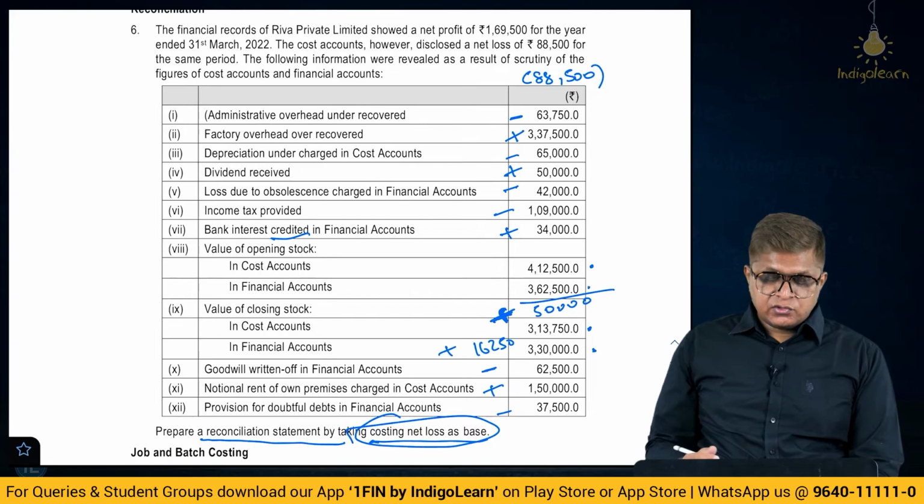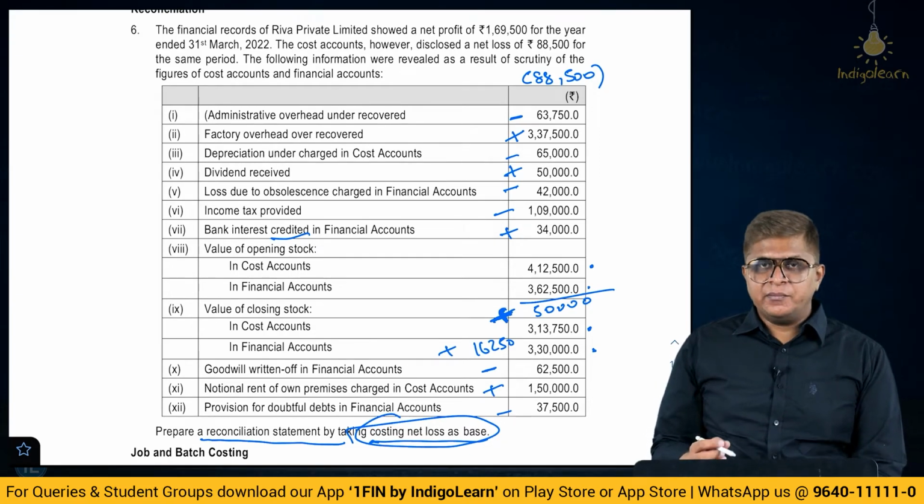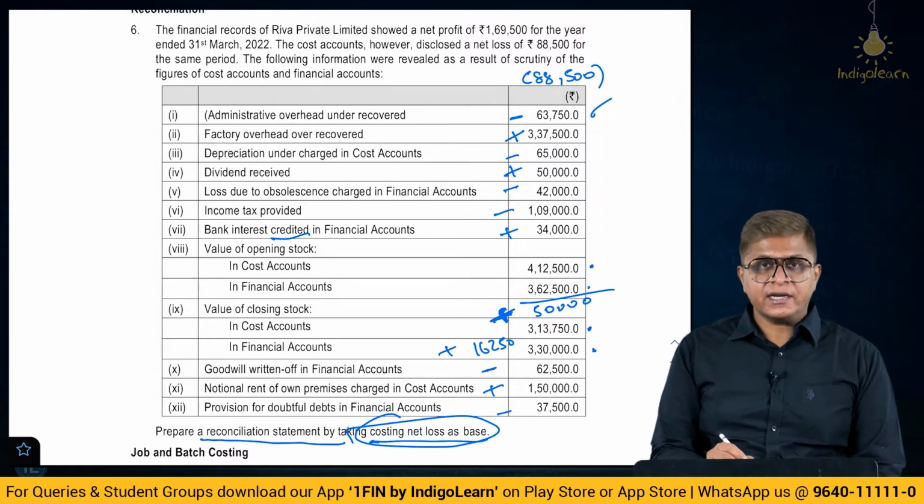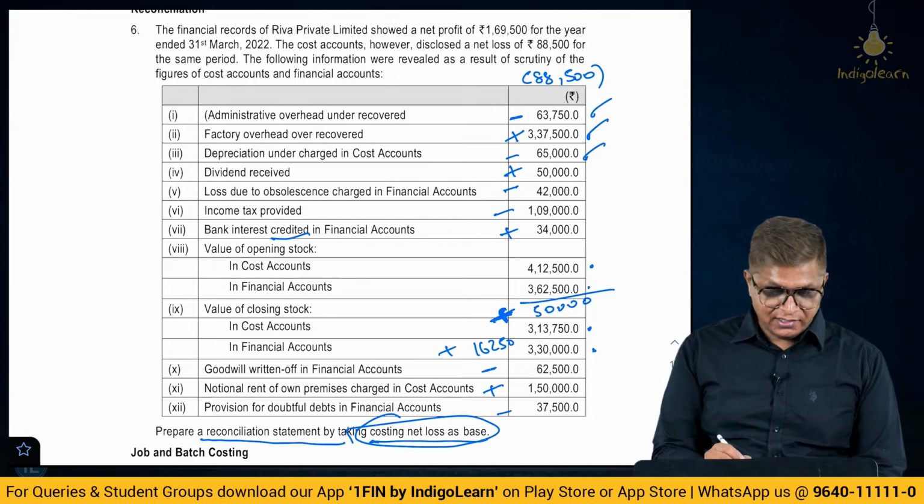Alright, so let's quickly once again review what we have written before we compare the solution. So administrative overheads under recovered. So we are going to now deduct. So treatment is correct. Fixed overhead over recovered, we will add back. Depreciation is undercharged, we will now deduct.